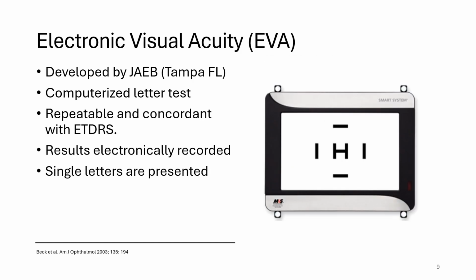In the late 1990s, Roy Beck of JCAHPO in Tampa, Florida, developed an electronic computerized method for measuring visual acuity. The test is repeatable and, importantly, was validated against the ETDRS chart. An important feature is that single letters are presented. This prevents the patient from getting confused when reading across a line. For example, it prevents the patient from accidentally jumping lines. The EVA was initially available from JCAHPO, but it is now commercially available. It is also commonly used in studies.